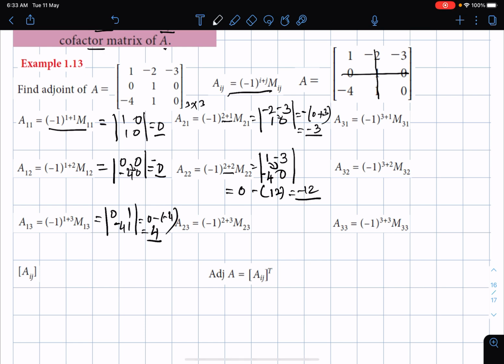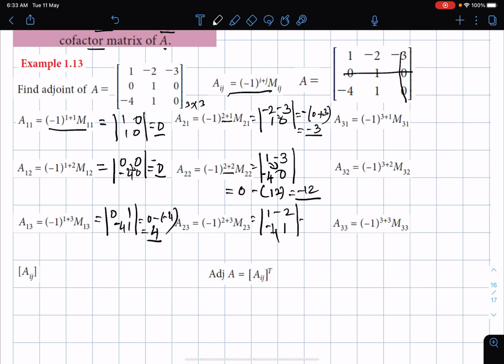Here it is an even number, so it is plus, and this remains as -12. Now coming to the third element of the second row, you cancel the second row and the third column, and you get the determinant as 1, -2, -4, 1.